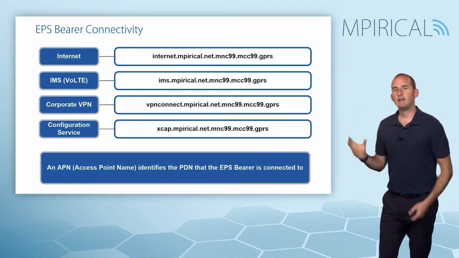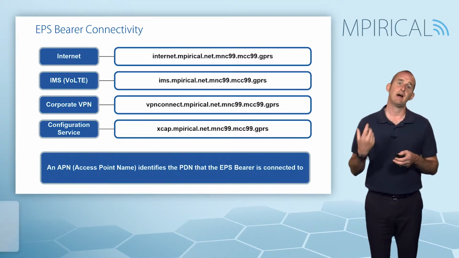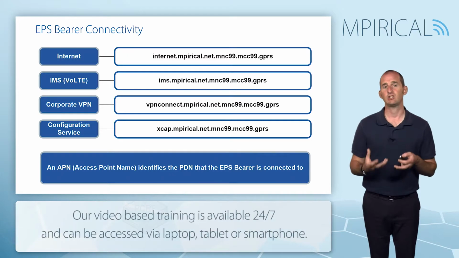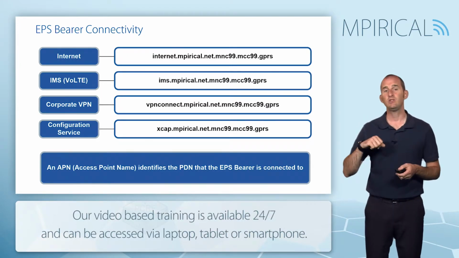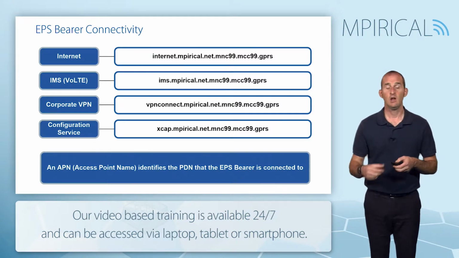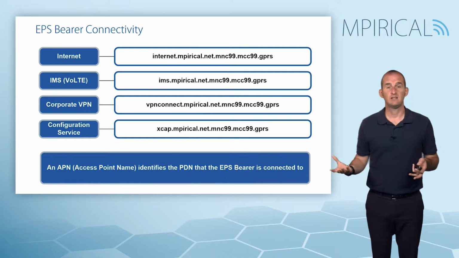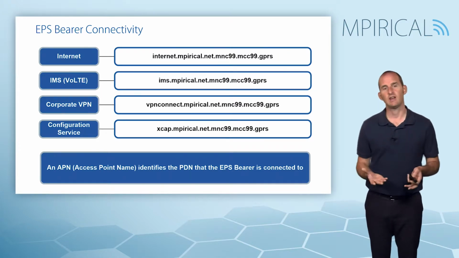Now, the APN is important. The access point name identifies the packet data network that we are actually connecting to. So when we do set up a default bearer to a specific packet data network, the LTE network needs to know the APN. So which packet data network are you actually trying to connect to?